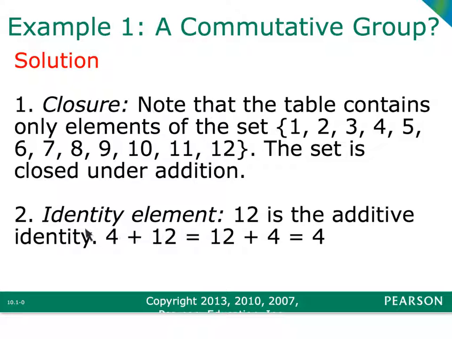Identity element. It's not 0 because we don't have a 0. It's actually 12. If you add 12 to 4, you get 4. So our identity element is going to be 12 in this case. That's a little different than normal addition, because we don't have a 0. If you add 12 hours to 4 o'clock, you get 4 o'clock. If you add 12 hours to 3 o'clock, you get 3 o'clock. That's the identity element.